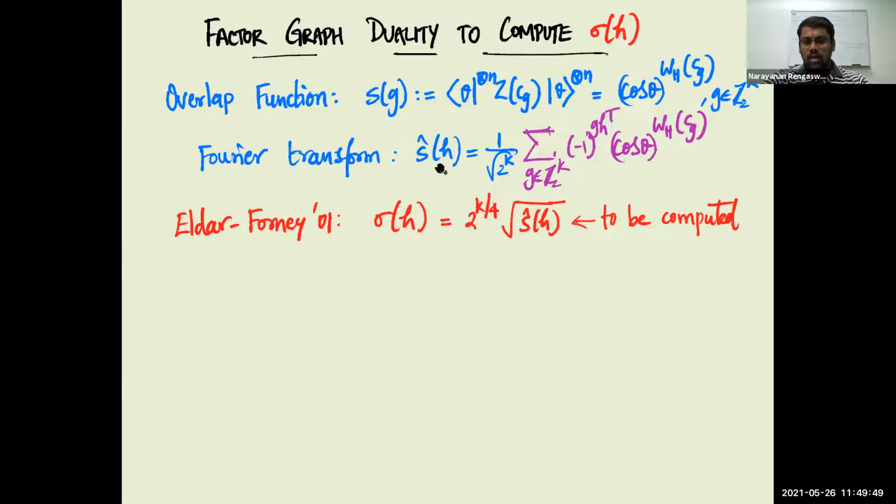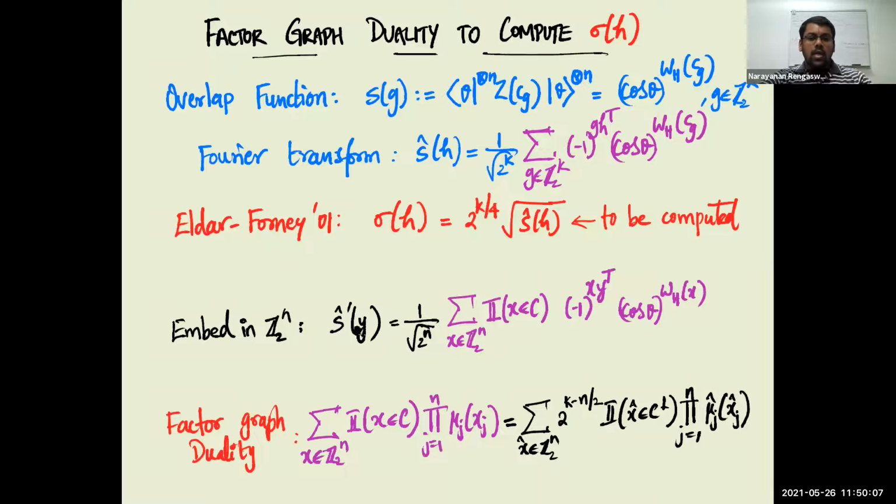And then we define the Fourier transform. This is actually the S hat function, which we had defined earlier. And Eldar and Forney established that the sigma function in these eigenvalues is related to this S hat function. So now this is what we are interested in computing.